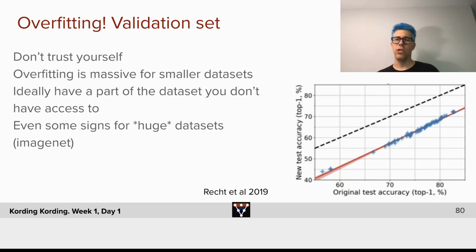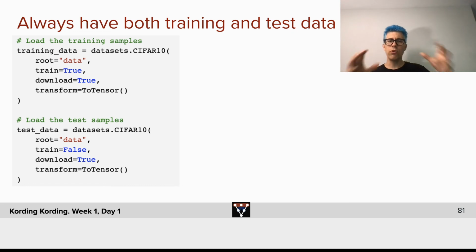I should also say there's generally overfitting. Don't trust yourself. Overfitting is massive if you have smaller data sets. If you have any shared information between the training and the test set, you will be doing too well in your validation. And ideally, you want to have part of the data set you don't have access to. I want to mention that this is even a problem for huge data sets. Recht et al. re-obtained data just like ImageNet, and what they found is that the existing algorithms are considerably worse on these data sets. So you always want to have a clean division between training and test data sets.